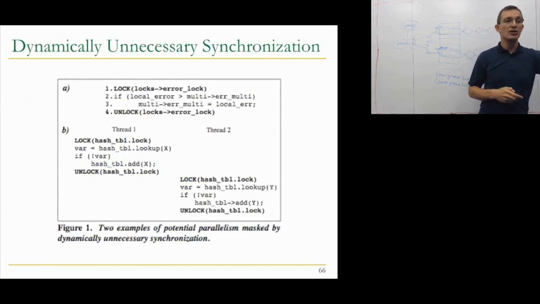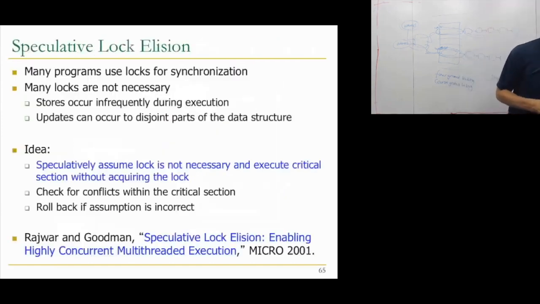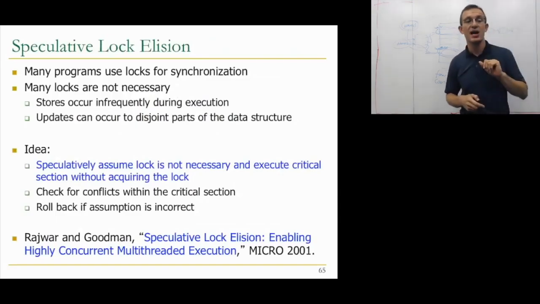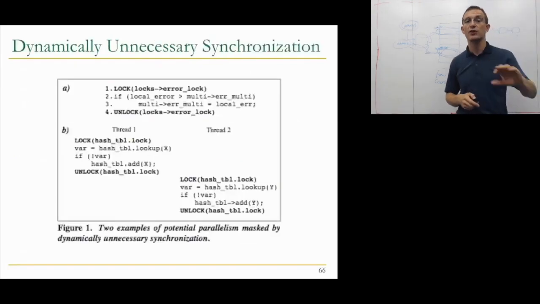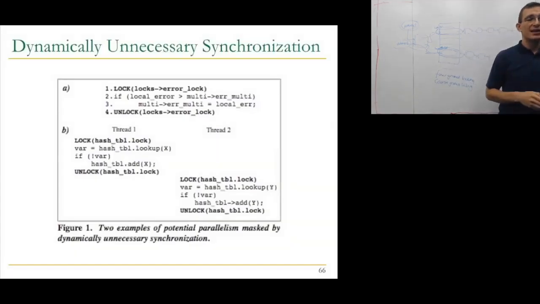That's the idea. These are actually from the paper, and the idea is described in the Rajwar and Goodman paper on speculative lock elision, enabling highly concurrent multi-thread execution. This is one of your required readings. And this shows dynamically unnecessary synchronization here, the two cases.